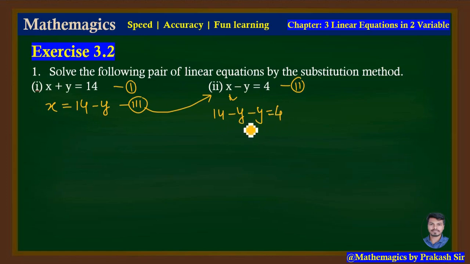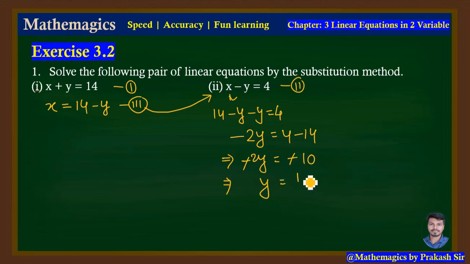So let us solve it. Minus y and minus y become minus 2y is equal to 4. 14 will go to that side, it will transpose, and become minus 14. So minus 2y is equal to 4 minus 14, which is minus 10. Both the minus signs cancel, and finally we obtain the y value as 10 by 2 is equal to 5. This is the fourth equation, and this fourth equation we are going to put in the first equation again, or the third equation also, that becomes so simple.